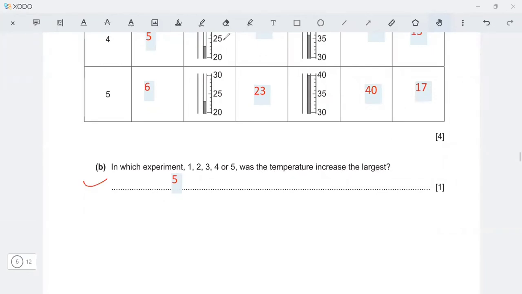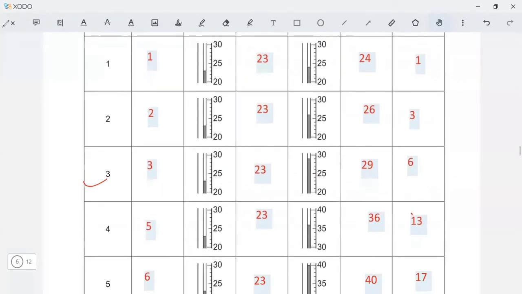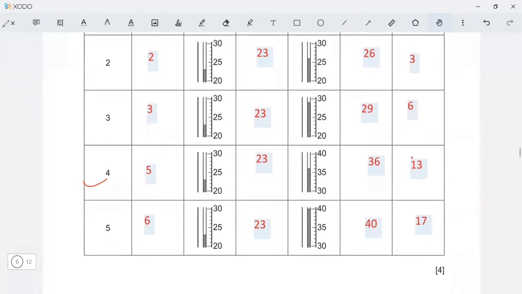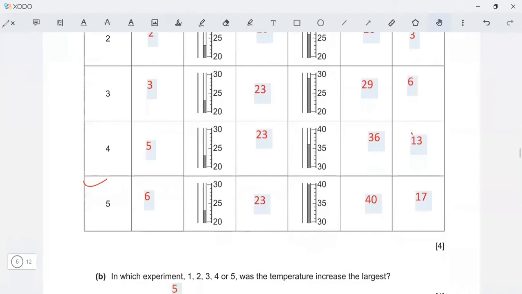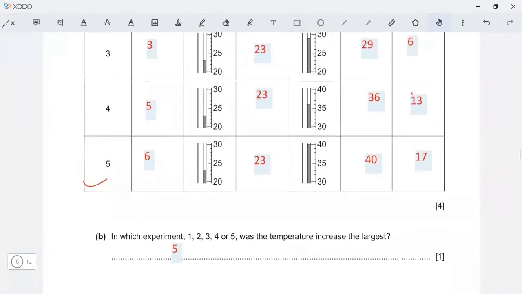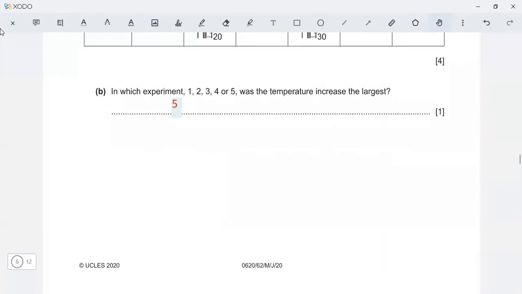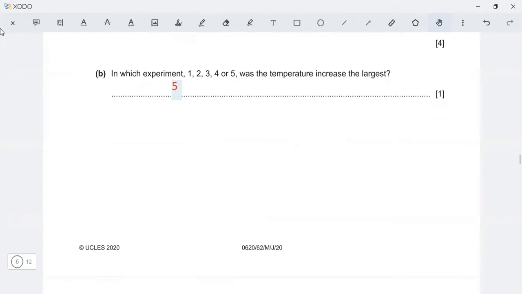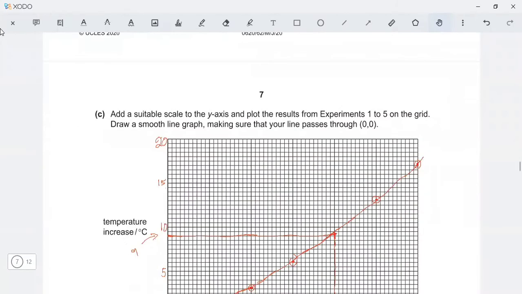Could you see the last column? Here is where the highest temperature measure is. The first experiment was 1, second 3, third 6, fourth 13, fifth 17. So the maximum, the highest temperature, is clear. So which experiment? Experiment 5, the temperature is the largest. Okay, so let's move on to this.